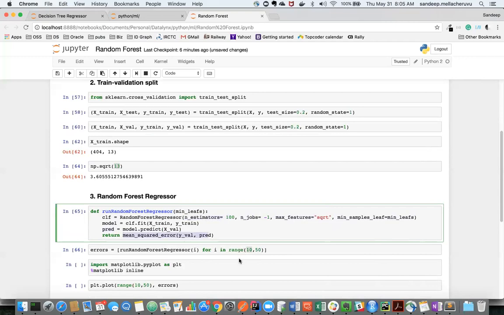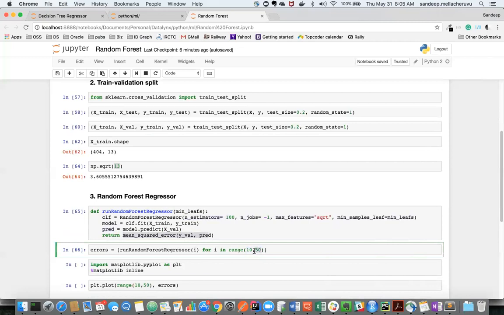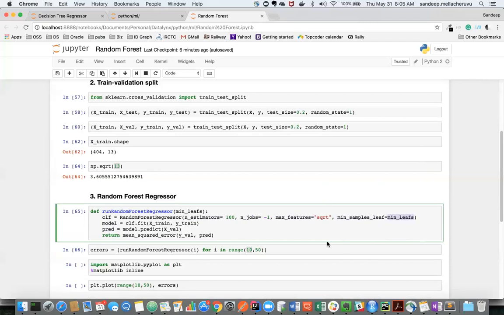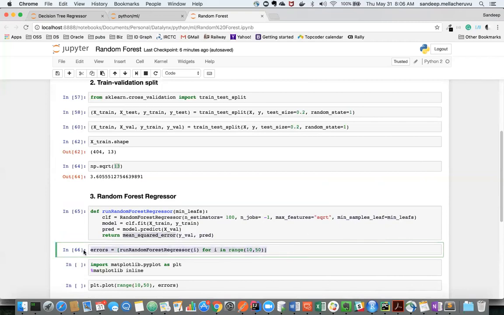Now, how many times am I going to run this? From minimum number of leaves 10 to 50. I am not running from 1 because it is useless. Minimum leaves equal to 1, 2, 3, all these are useless. At least 10 samples in the leaf should be there. If it is less than that, it is a very bad model. That's why I am running this random forest regressor from minimum number of leaves 10 to 50. Every time I get a mean squared error, I'm collecting all of them in a simple Python list.